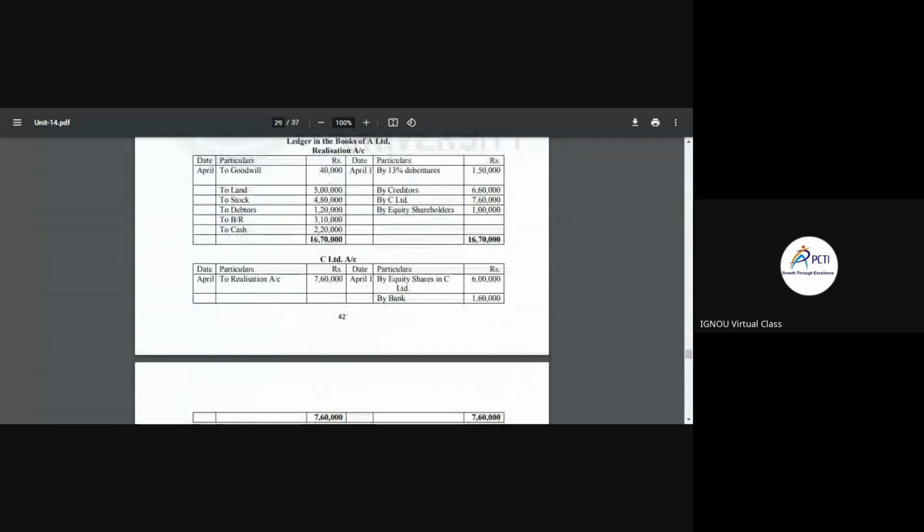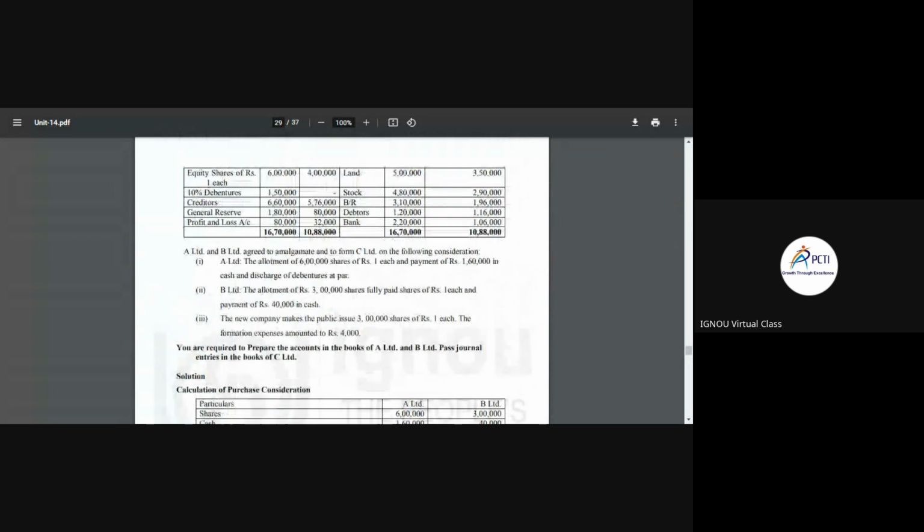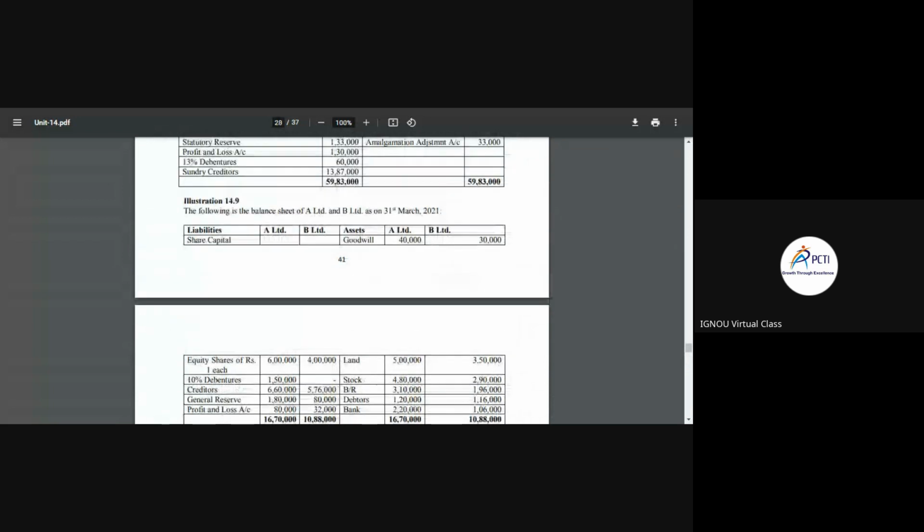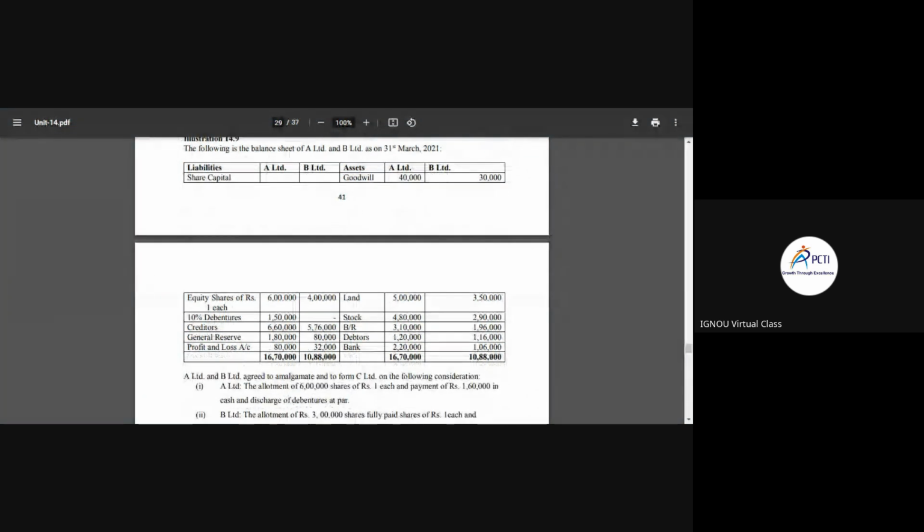Let's try to solve one more numerical with additional information, like this one, 14.9. Here is a balance sheet of A and B Limited as on 31st March 2021. We have the liability side and asset side of both the companies, A Limited and B Limited.